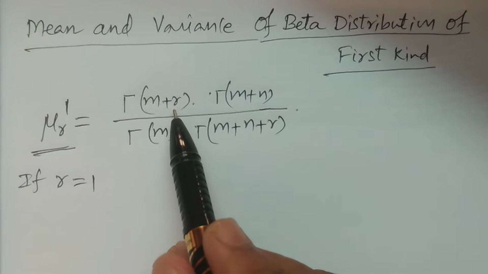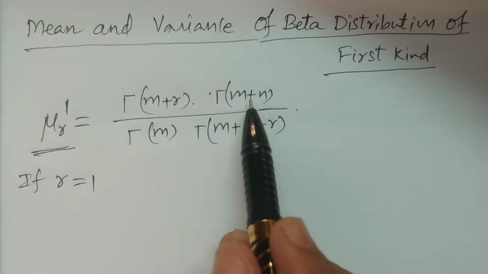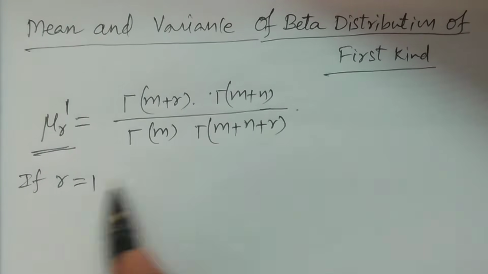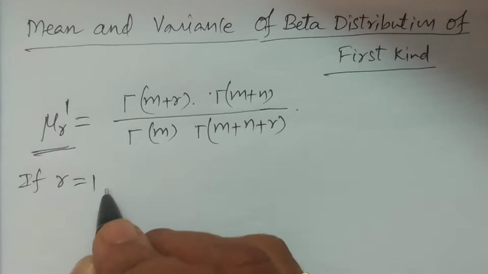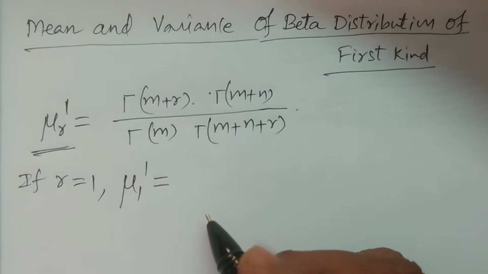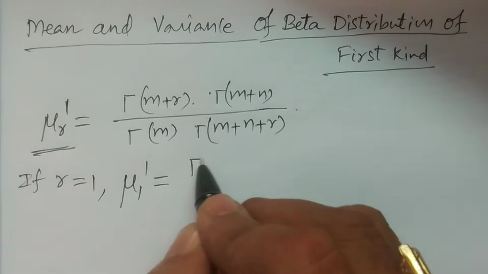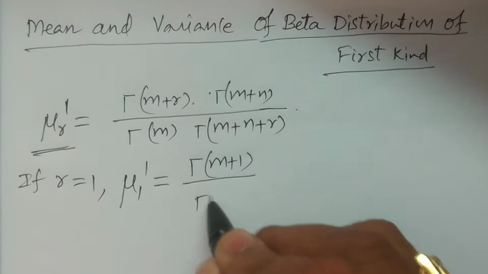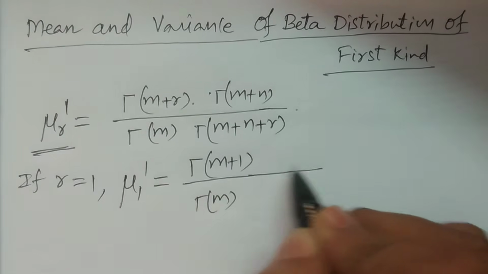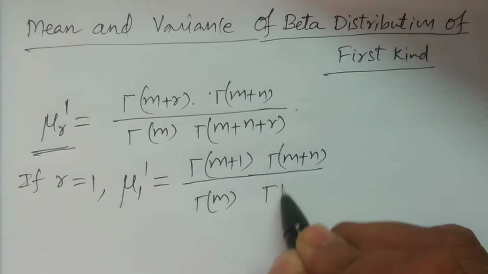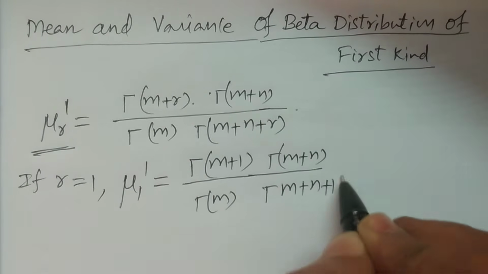This is the value obtained: gamma m plus r divided by gamma m, multiplied by gamma m plus n divided by gamma m plus n plus r. If r is equal to 1, you will get mu 1 dash. Mu 1 dash is equal to gamma m plus 1 divided by gamma m multiplied by gamma m plus n divided by gamma of m plus n plus 1.